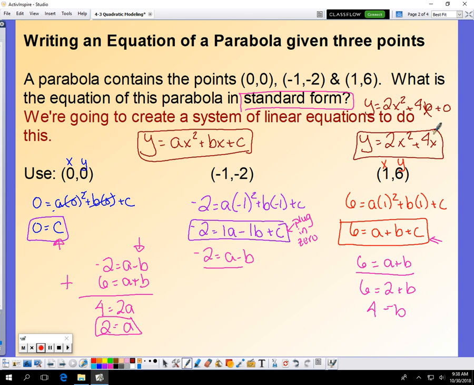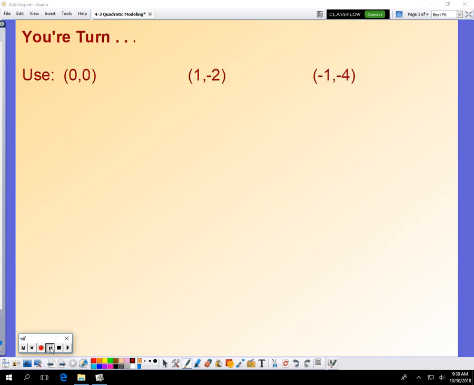Let's do another. All right, let's do another one. So this is going to be 0 equals a times 0 squared plus b times 0 plus c. Oh, yes. So this is going to be 0 equals c. Isn't life nice? We got a good one again.